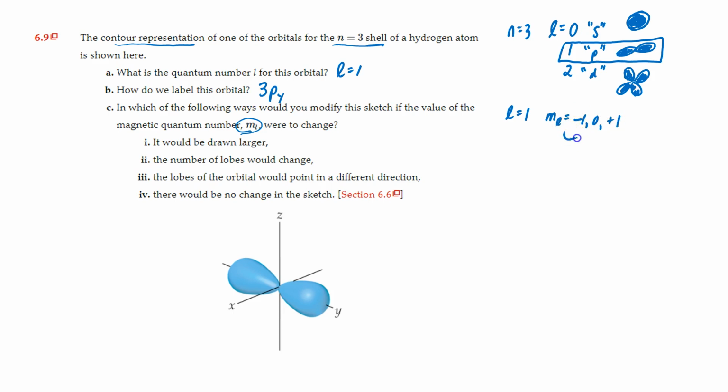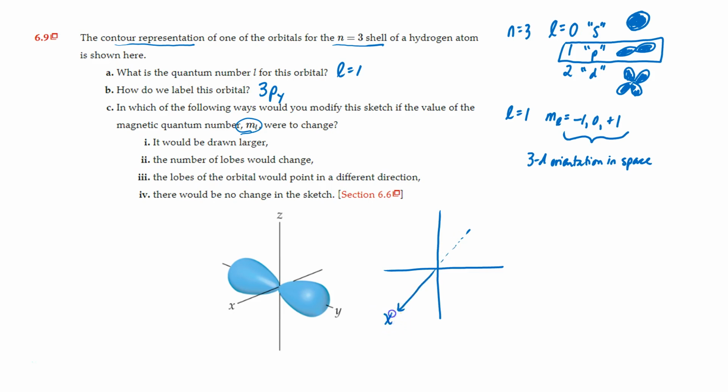And what these values refer to are the three-dimensional orientation of this p orbital in space. So the diagram that they gave us is showing this orbital with some orientation. It's on this y-axis, but it could also be on a different axis.